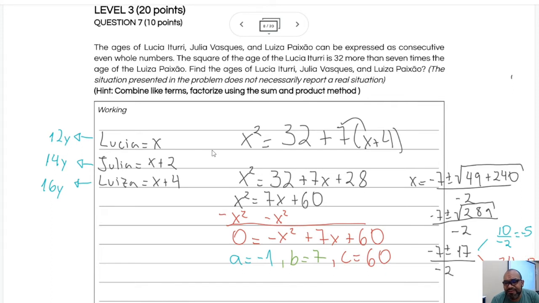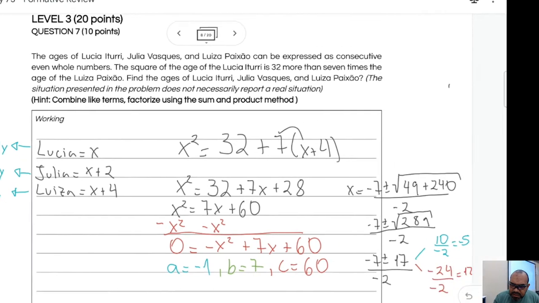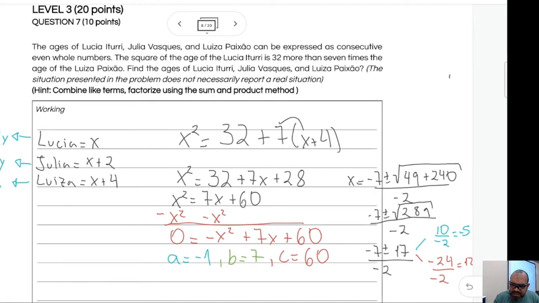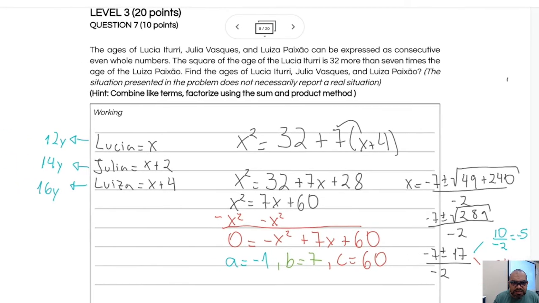Do we have a negative age? I don't need this one. I just need this guy here. Sorry, let me move a little bit. Okay, now you can see. Great. You know the answer, this one.